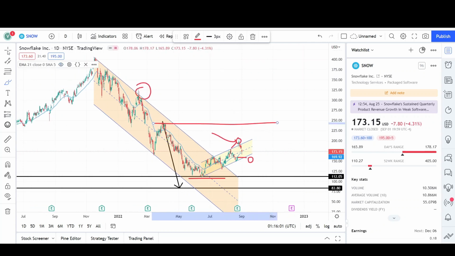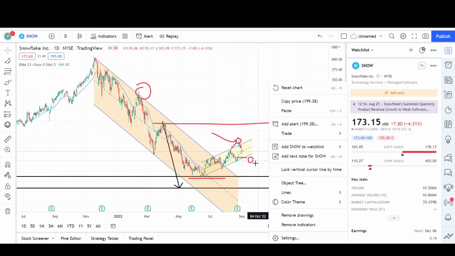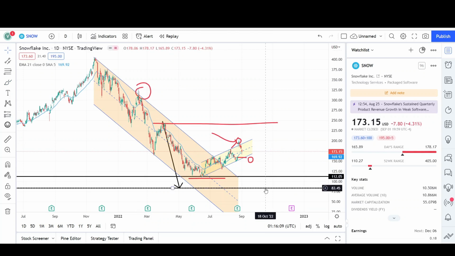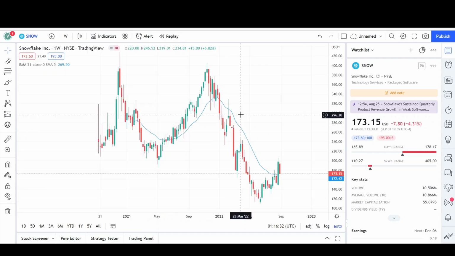I believe we're gonna have the same type of pattern occurring across these high growth stocks. So I'm looking for that $84 level to be hit, and maybe even lower, but I'm looking for lower price targets because I believe that this is just a correction in a bigger downtrend. So let's go and wrap this up on the weekly chart.